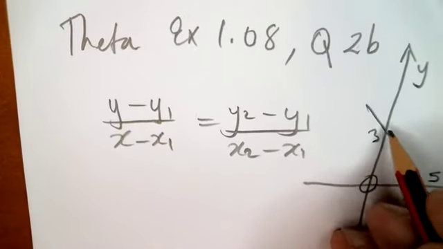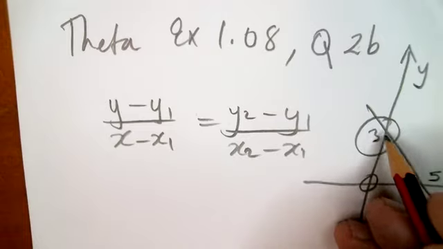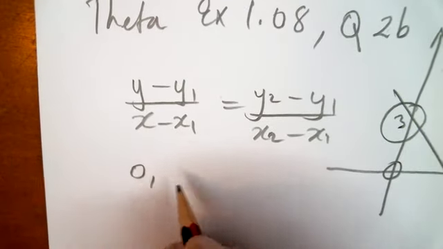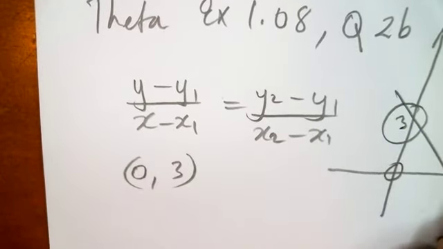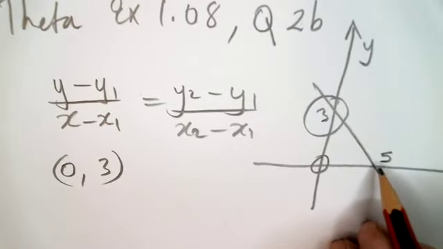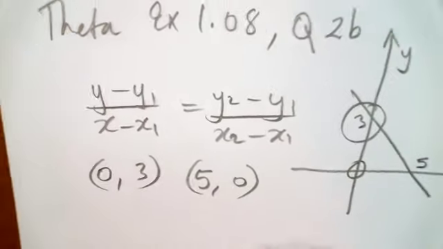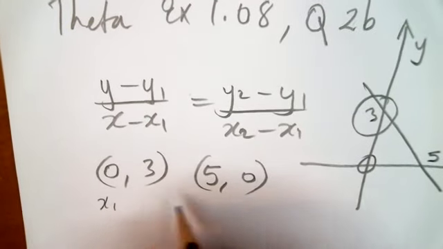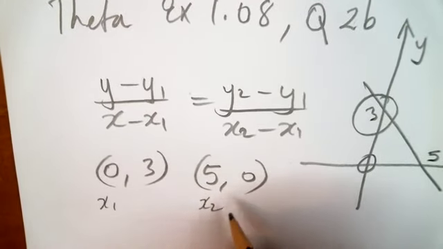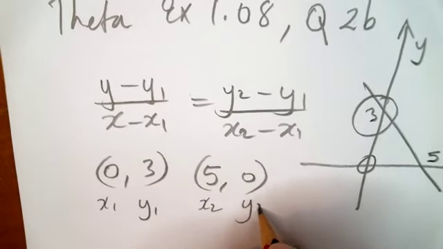So I'm going to make this the first point. That's 0 along, 3 up. So I've got 0, 3. That's my first point. This one is 5 along, 0 up, so 5, 0. And I'm going to designate this x1, this x2, this y1, and this y2.